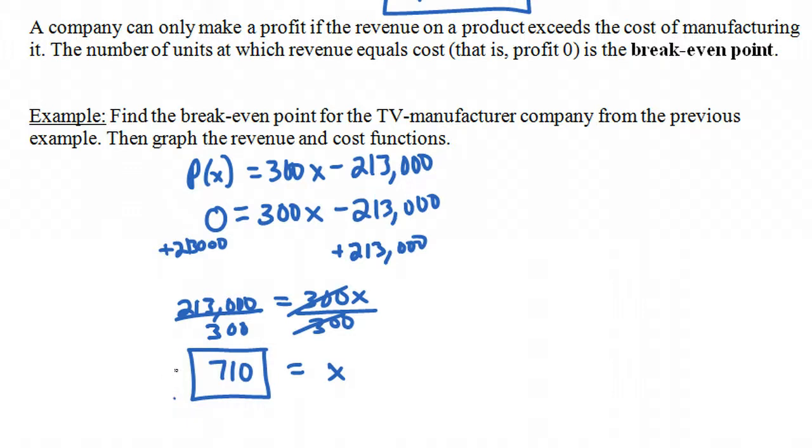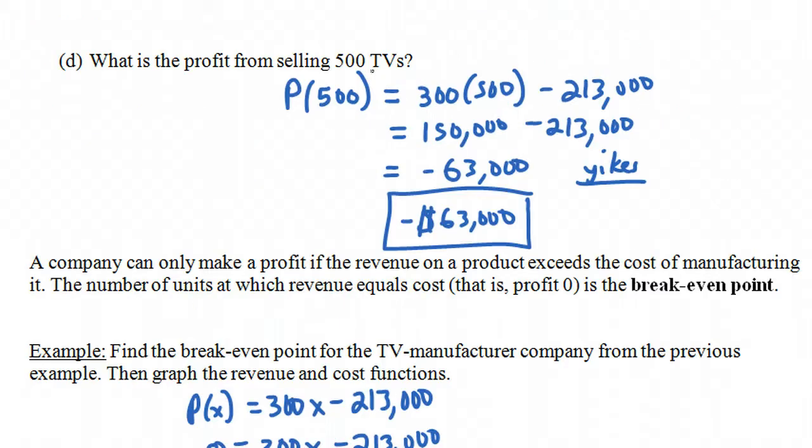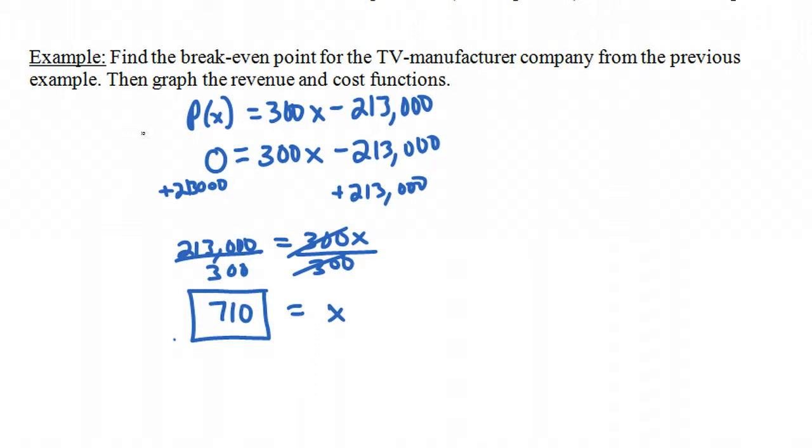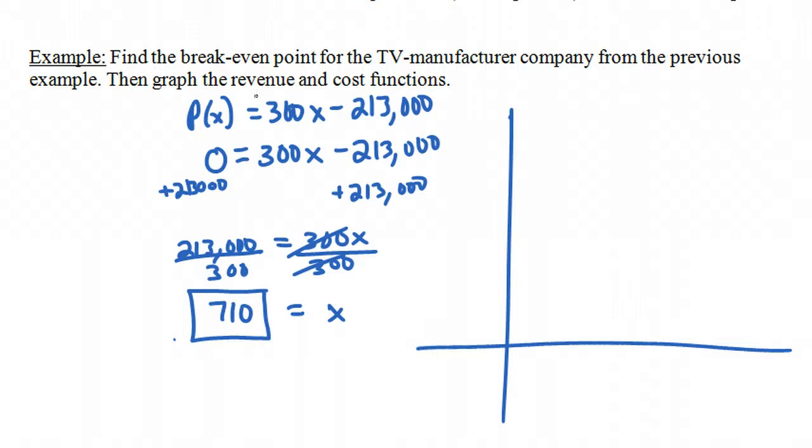If they sell more than 710 TVs, then they're going to generate a profit. If they sell fewer than 710 TVs, they will lose money. And notice we found out that when they sold only 500, they did lose money. They lost $63,000. But this also wants us to graph the revenue and cost functions. So let's just do a real rough sketch of the revenue and cost functions.